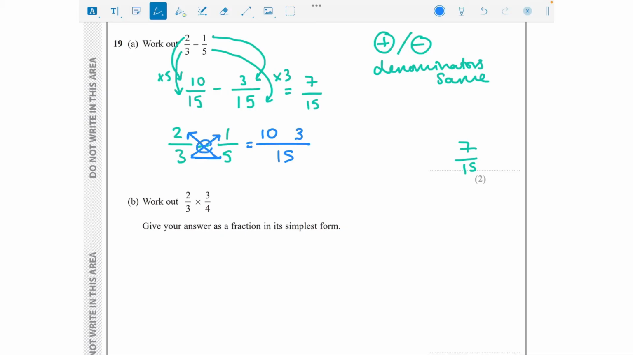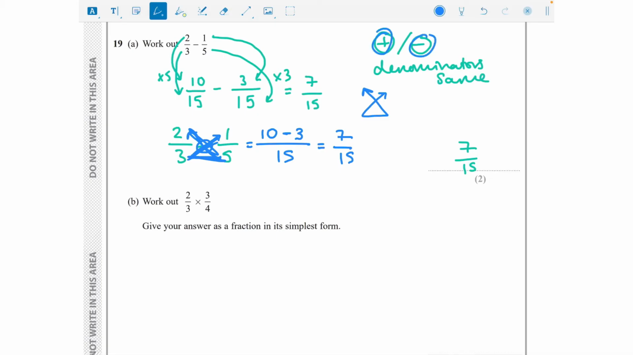If it's a takeaway in the middle, you put that up here, and that gives you 7 over 15. So you might prefer that method. I call it the timesing TP because it makes that kind of TP shape, like a tent, and you're timesing each of the lines where they go to. So 3 times 5 was that bottom number, 5 times 2, and 3 times 1. So that's a really good method. Again, that's only for adding and subtracting that you can do that.